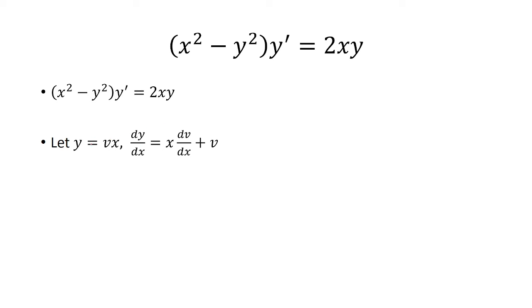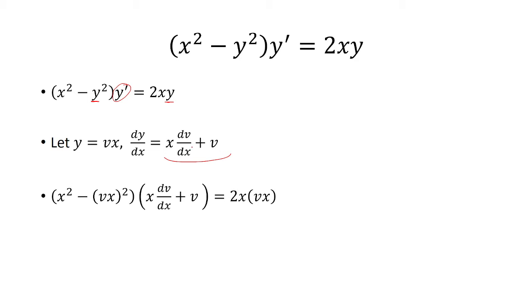And so the derivative of y with respect to x will be the derivative of v with respect to x times x plus v times the derivative of x with respect to x. So you can simplify it as x times v prime plus v. So for every y, this y and this y, I'm going to replace it with v times x. And y prime is going to be replaced by x times dv over dx plus v.